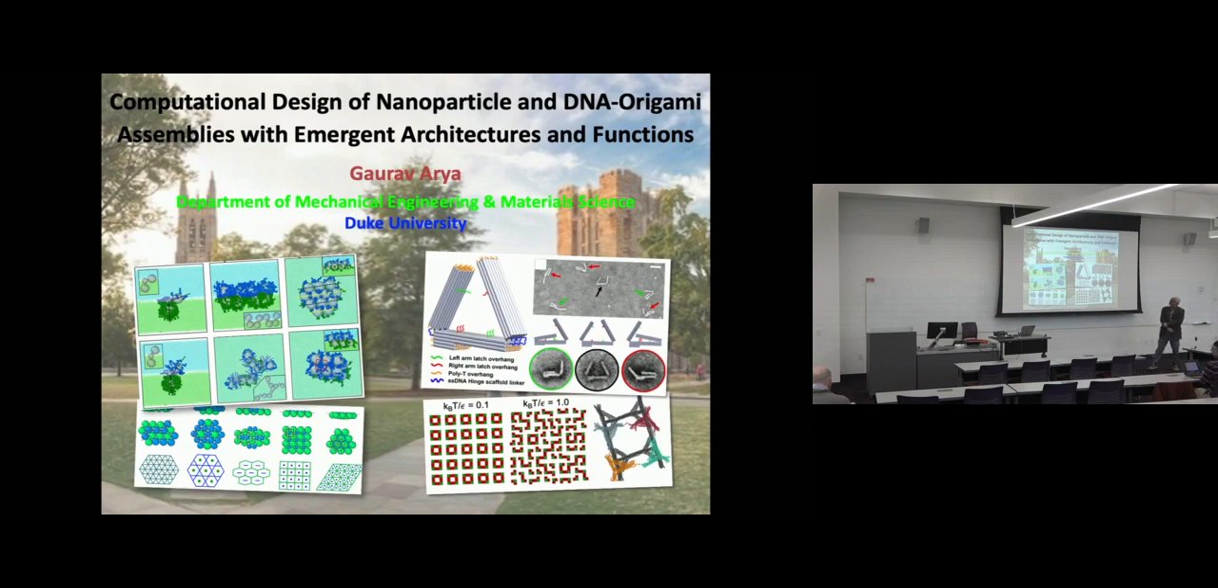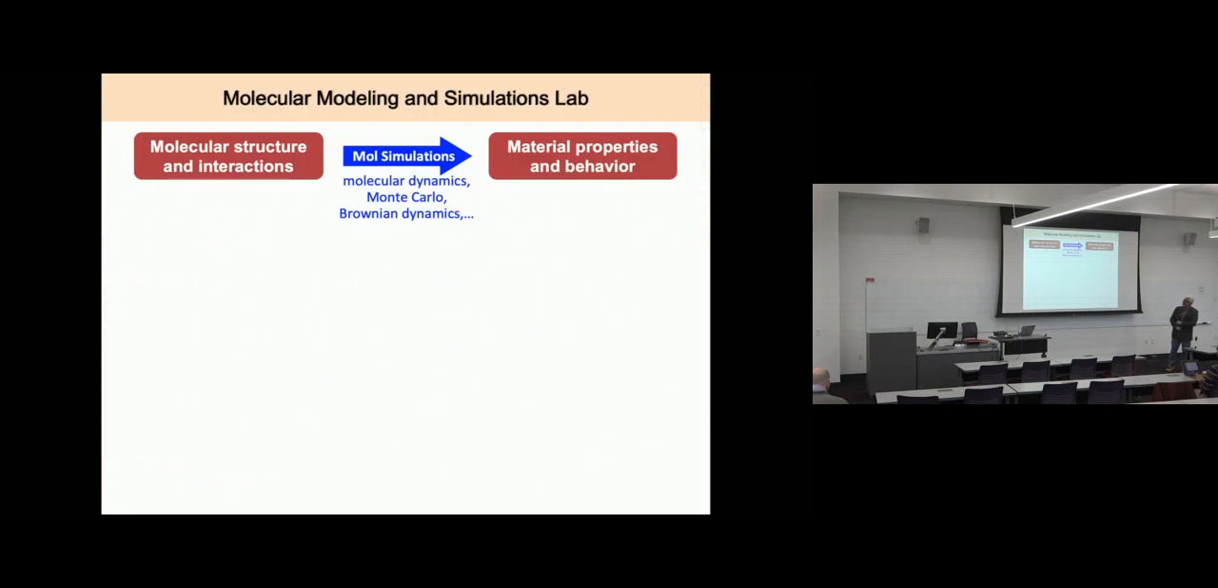All right. So today I thought I'll talk about a couple of stories from our ongoing research activities. And both stories actually involve self-assembly. One of them involves self-assembly of nanoparticles into interesting architectures. And the other one involves self-assembly of DNA or DNA-Origami structures into, again, interesting architectures, but more importantly, interesting functions. Okay, so those are the two things I'll talk about today. And before that, I thought I'll tell you a little bit about what we do in our research group, maybe a minute or two. So we are essentially a molecular modeling and simulation lab.